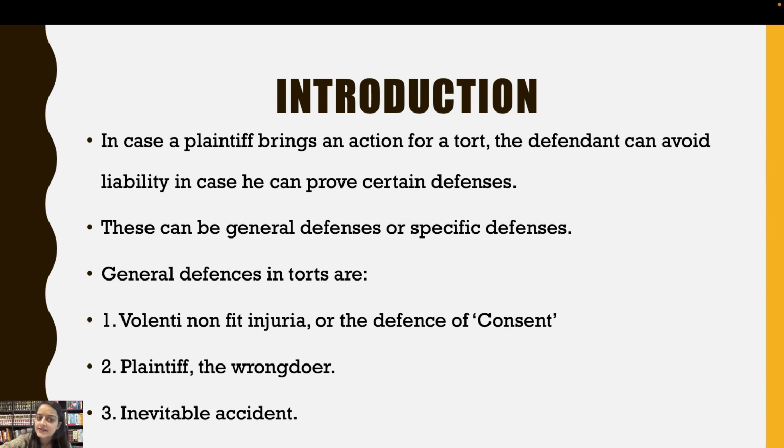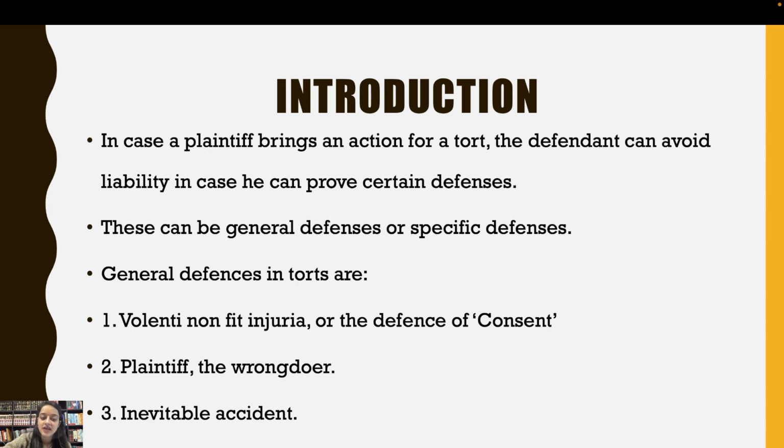Now, in case a plaintiff brings an action for tort, the defendant can avoid liability in case he proves certain defenses. So, for example, somebody brings an action for tort against X. X being the defendant, he can prove that he did that tort under a category of a defense. So in that case, you might either absolve liability, or in certain cases, the liability may be decreased because you take recourse to a certain defense.